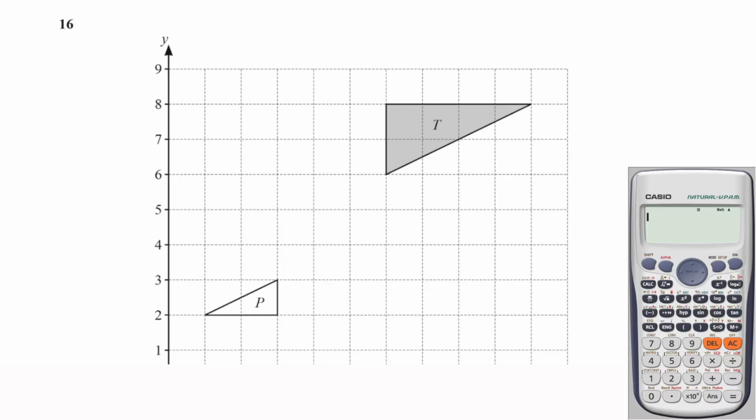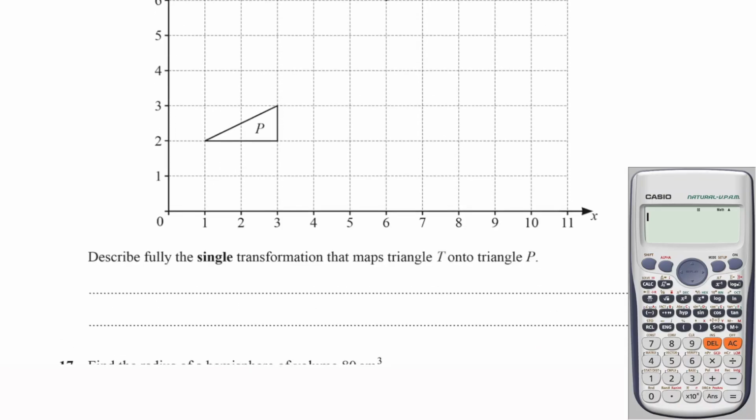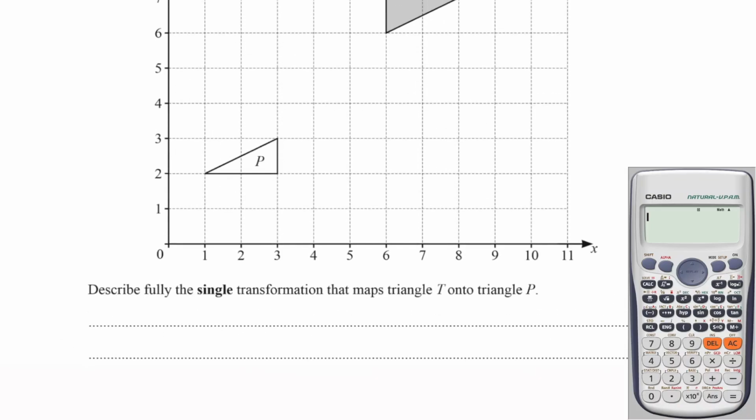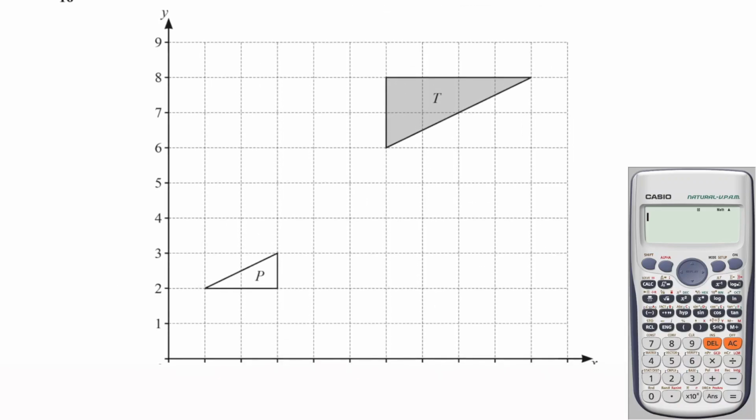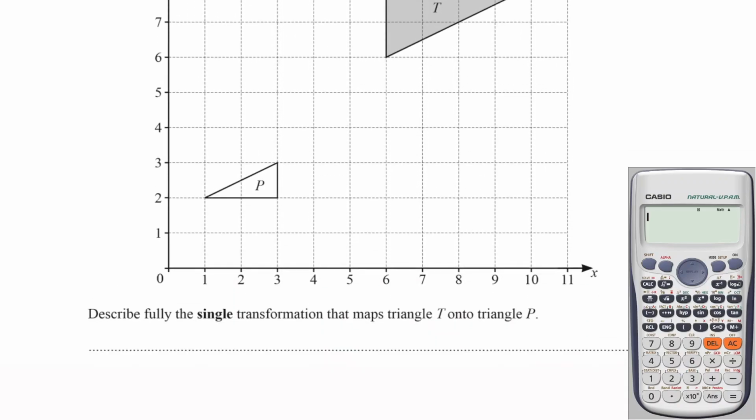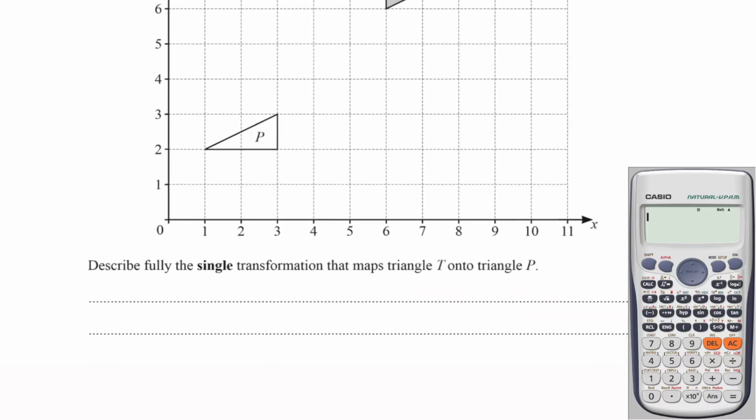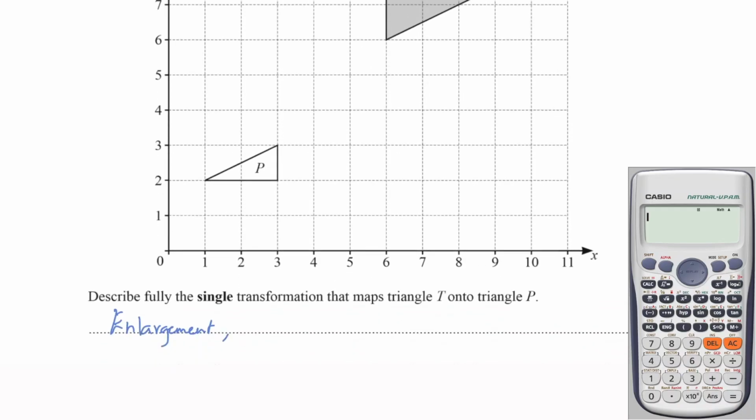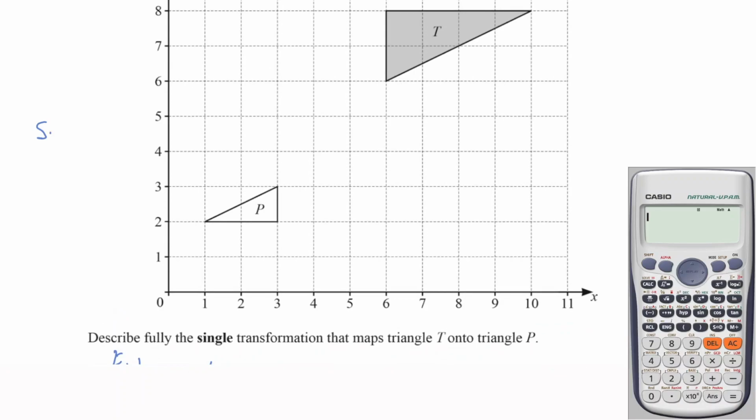Question number 16. Here we have to describe fully the single transformation that maps T onto P. It's very clear that enlargement is taking place. So you have to write enlargement first, because it's a 3 marks question, so you have to write 3 answers. Enlargement first, and the second thing is you have to write the scale factor, and you should know the scale factor formula. SF is what? Image length by the object length.